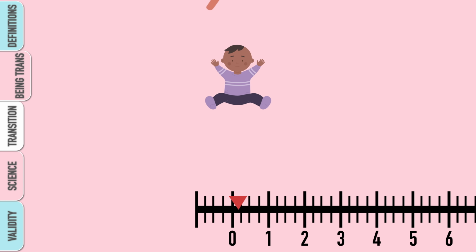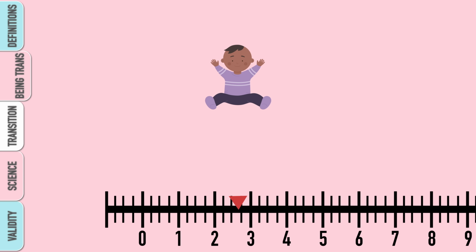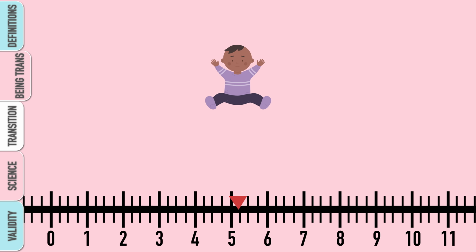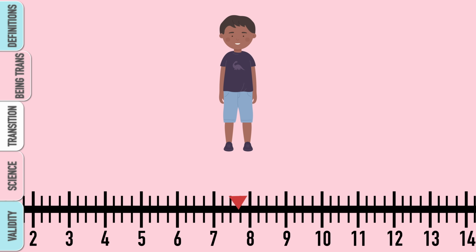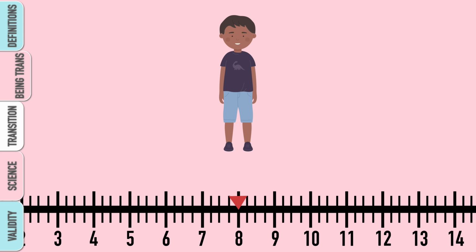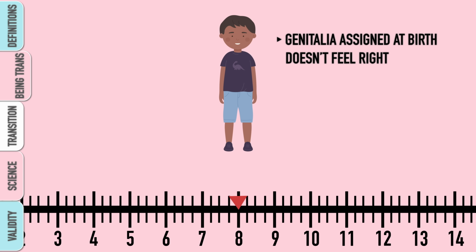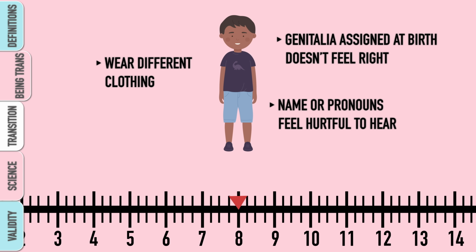After a child is born, most times they begin to experience their actual gender identity between the ages of 3 to 8 years old, though it could begin much later in life. This goes for all children, not just trans kids. But for trans kids, this comes in many forms, from feeling like the genitalia they were assigned at birth doesn't feel right, feeling like they want to wear different clothing, or feeling like their name or pronouns people address them by are hurtful to hear.